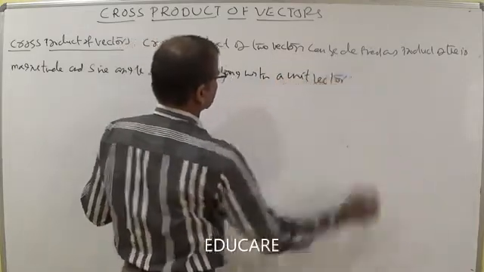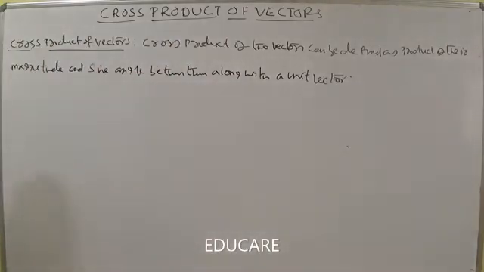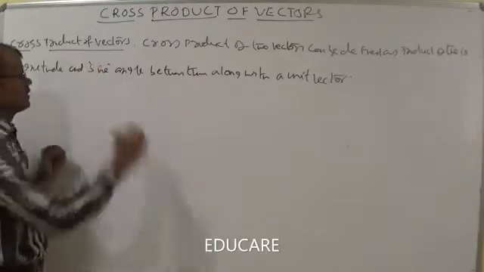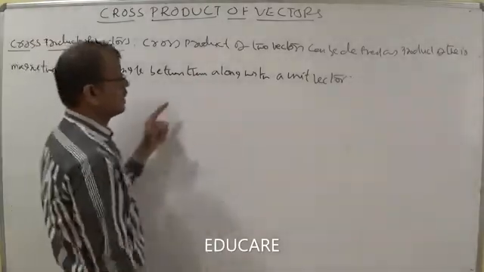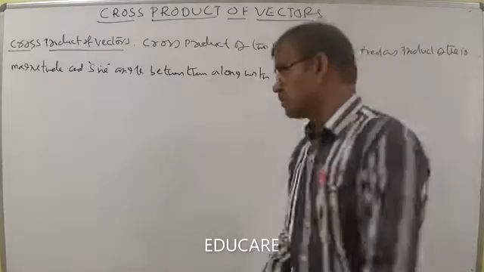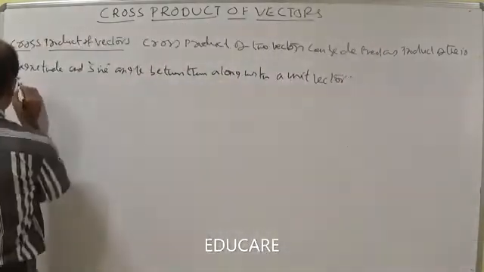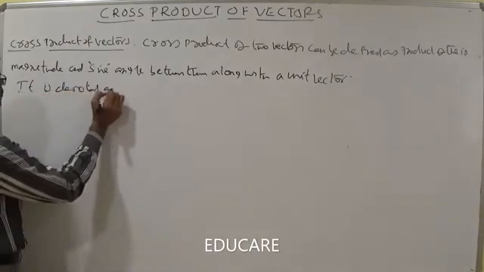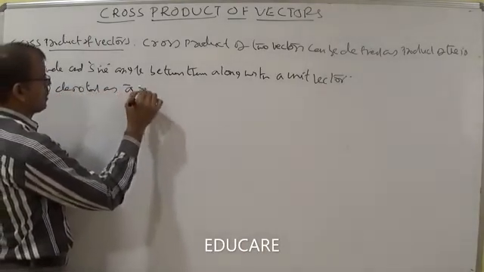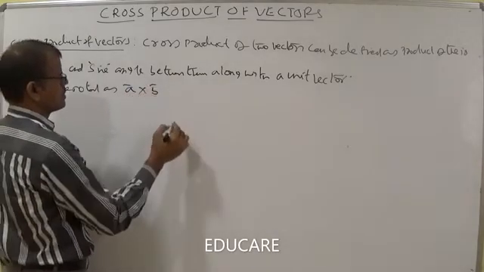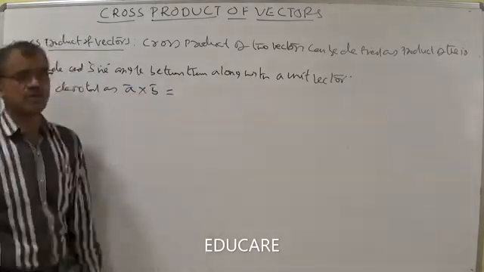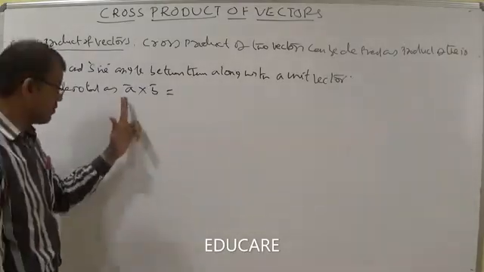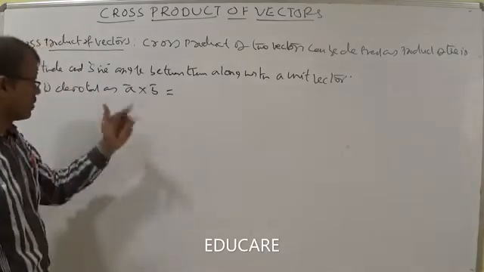Cross product of 2 vectors can be defined as a product of their magnitudes and the sine of the angle between them, along with a unit vector. It is denoted as a bar cross b bar, with a cross symbol in the middle, and it is read as a bar cross b bar.